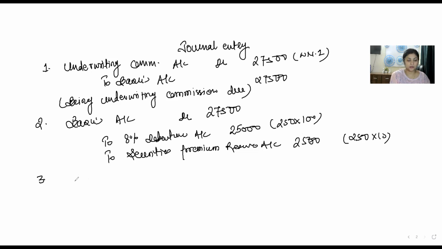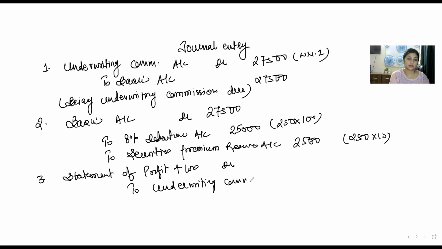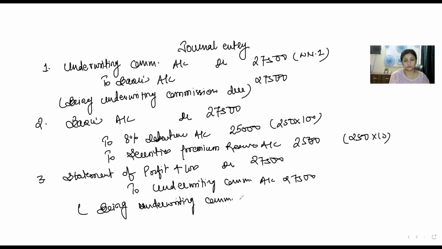Now the next entry is writing off of underwriting commission. Since the question does not give us any information about the availability of securities premium reserve, we will write it off from statement of profit and loss. So statement of profit and loss debit to underwriting commission, which is 27,500, being underwriting commission written off. For the second entry, I forgot to write the narration. So the narration for the second entry is going to be underwriting commission paid by issue of 8% debenture at premium.